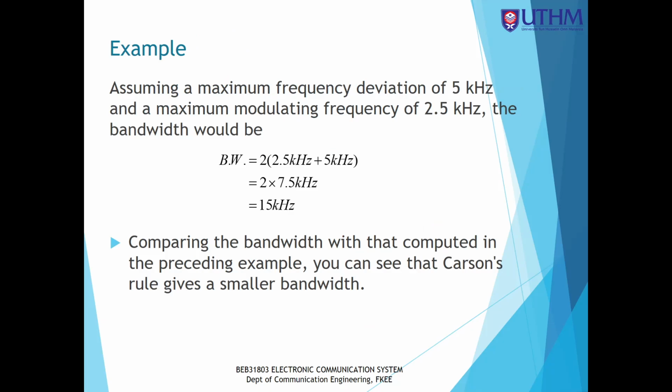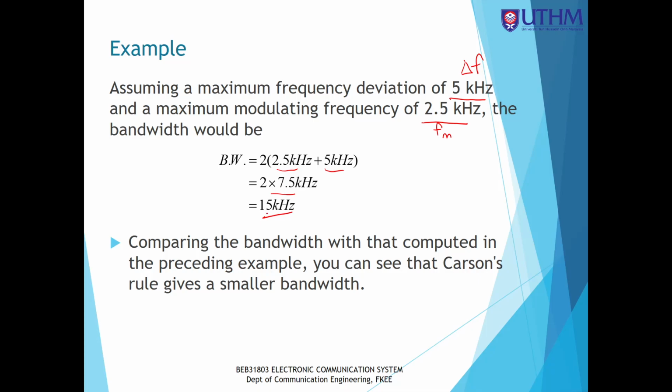Okay, let's do an example for the Carson's bandwidth. Assuming that the maximum frequency deviation is 5k, so this is delta F, and maximum modulating signal frequency 2.5k, so this is Fm. The bandwidth would be, so this is bandwidth by Carson, equal to 2 times Fm plus delta F. So we're gonna get 2 times 7.5k, so we get 15 kilohertz.